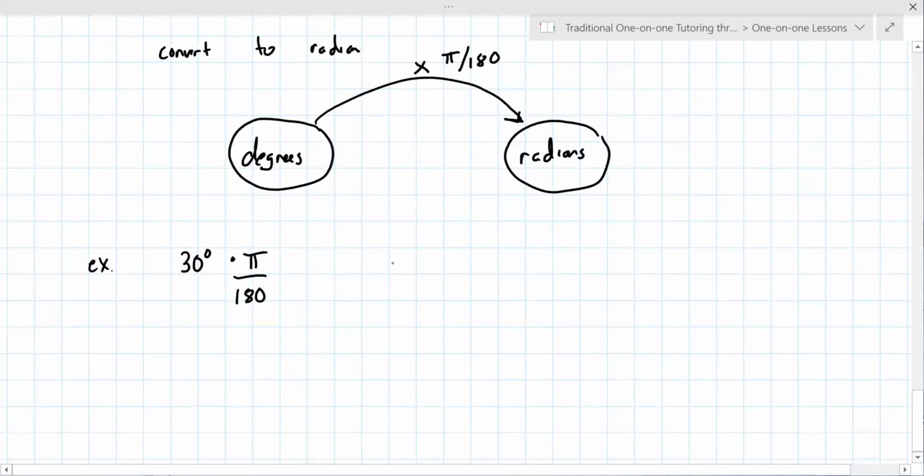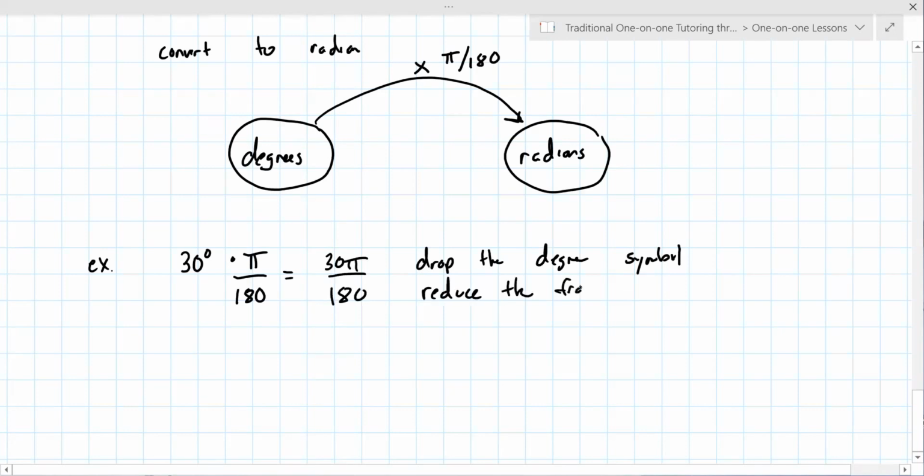Now, as part of doing this, you drop the degree symbol. Okay, so it's not there anymore. But this becomes 30 pi over 180. And then you reduce the fraction. Okay. So like the zeros cancel, so it becomes 3 pi over 18. Then 3 goes into 18 6 times, so it's 1 pi over 6. Like that.